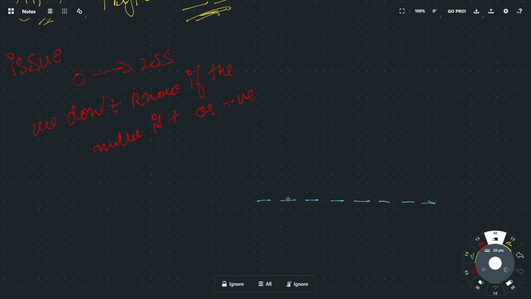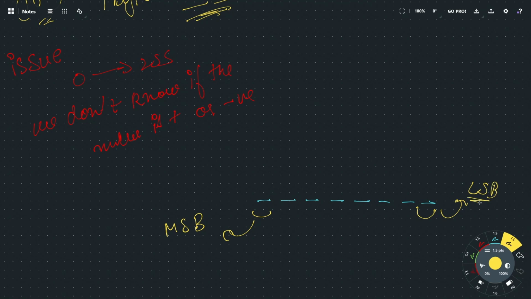So what we did, the mathematician came out with a system. This bit, first of all, is called MSB, and this one is called LSB. It's the most significant bit and the least significant bit. What this means is that any bit here would be the least significant of the overall number, right? And what does that mean? That it would contribute less to the value of the whole number, right?